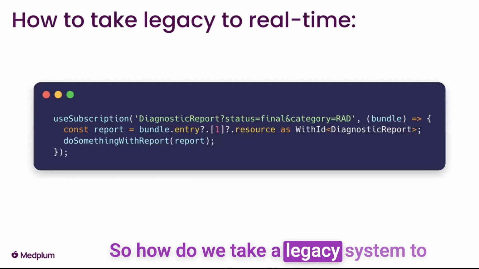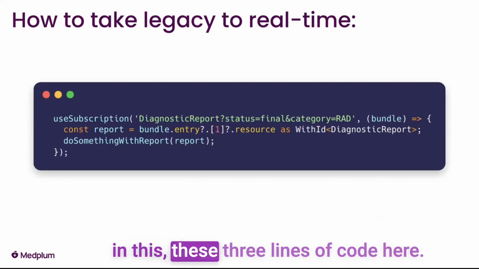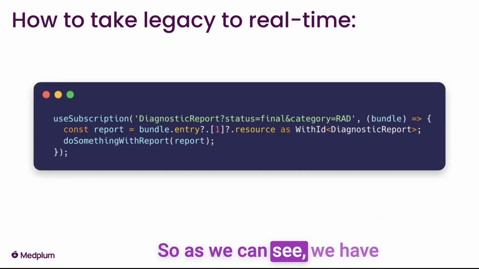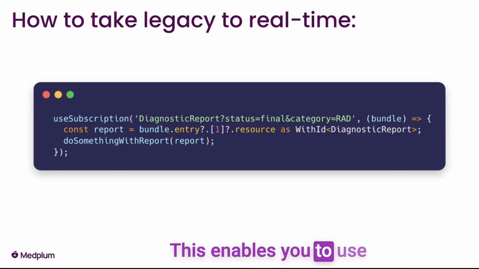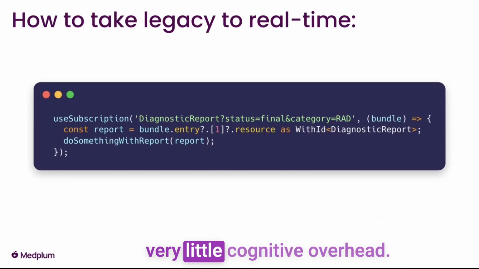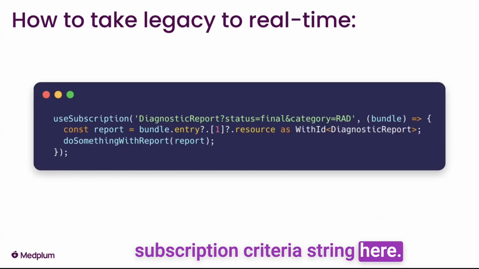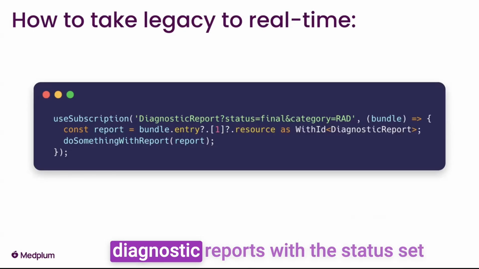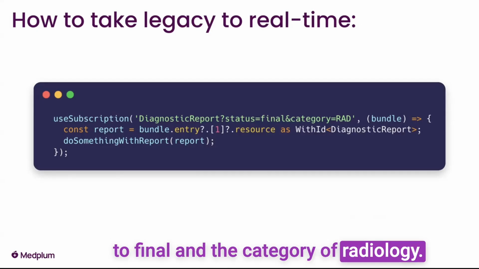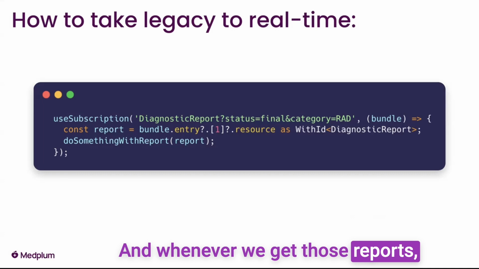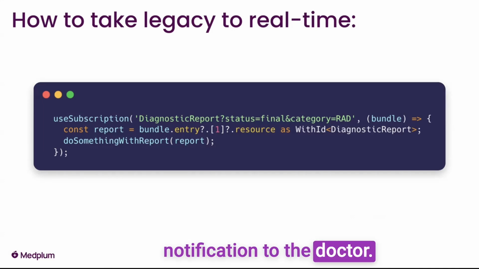So how do we take a legacy system to real time? Well, the majority of it is really in these 3 lines of code here. So as we can see, this is a Medplum React hook called useSubscription. This enables you to use WebSocket subscriptions with very little cognitive overhead. So we just have a FHIR subscription criteria string here. In this case, we're looking for diagnostic reports with the status set to final and the category of radiology. And whenever we get those reports, we're going to do something with them. In this case, creating a push notification to the doctor.